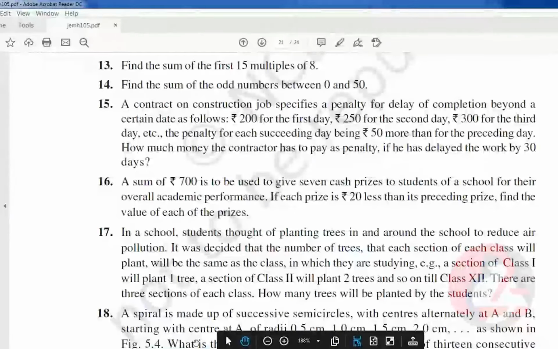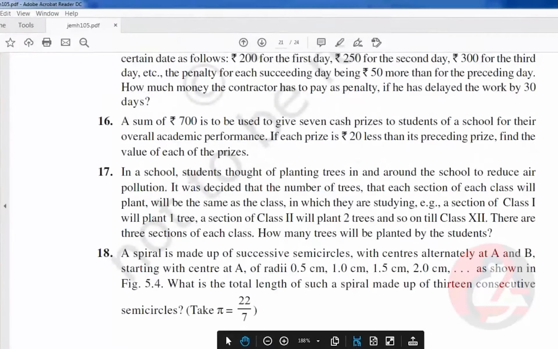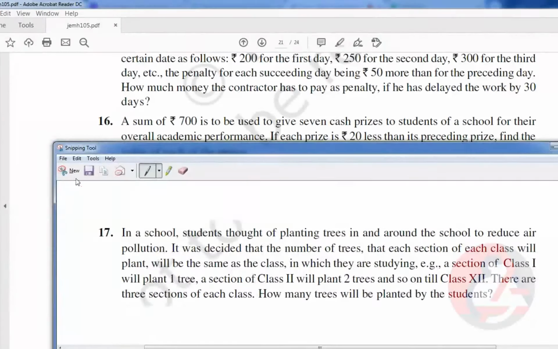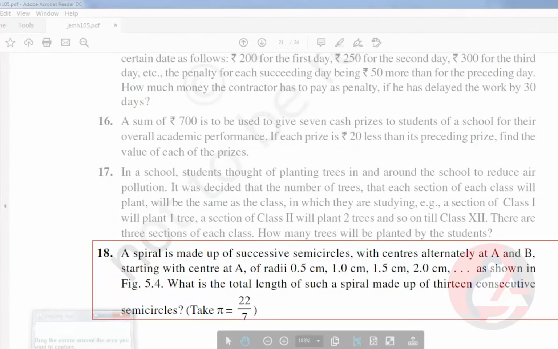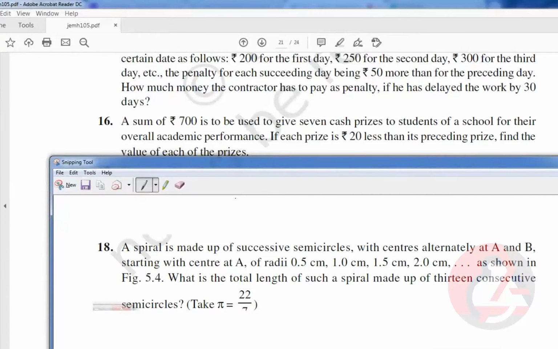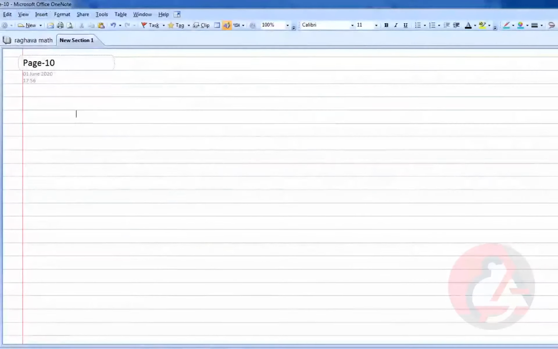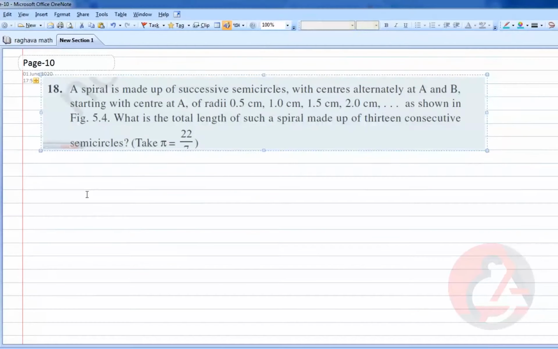The last question for today. We will solve more numericals from arithmetic progression because they are asking different kinds of numericals every year, beyond the textbook sometimes. Try to solve this question by drawing the figure on your own. It's a little interesting question. I am giving some time to solve this question. After that, I will solve.